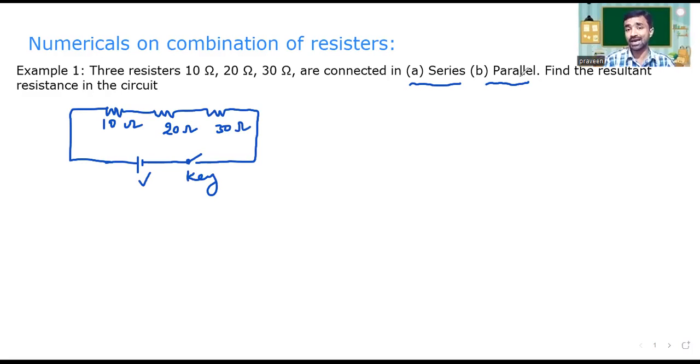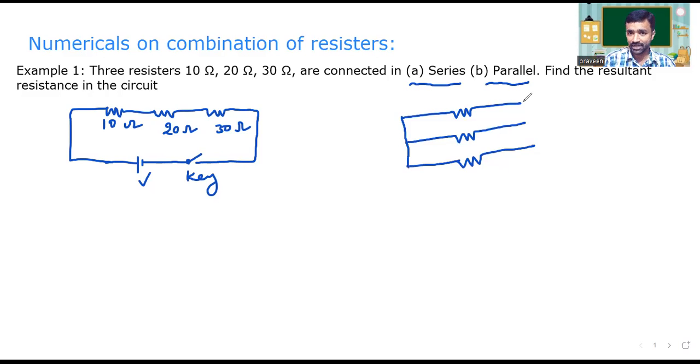Then how do you draw the parallel diagram? For a parallel combination of resistors, draw parallel lines. How many resistors are given? That many lines. Take each as a branch, then complete it, so three. How are they connected in parallel combination? To make it parallel with the battery, connect all these parallel branches, then select any point and connect it to the battery.